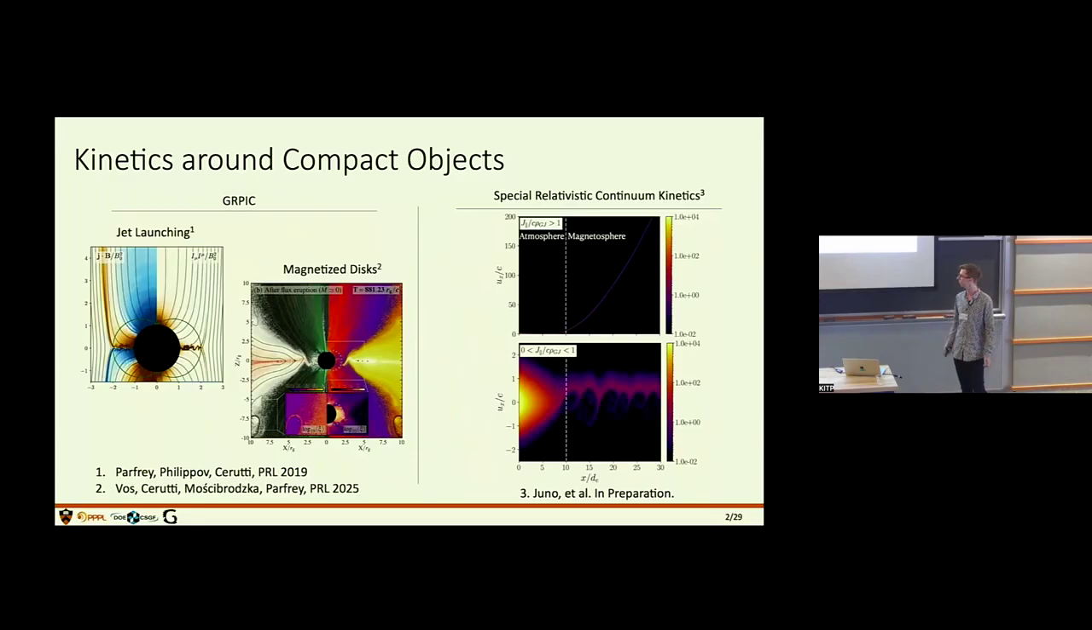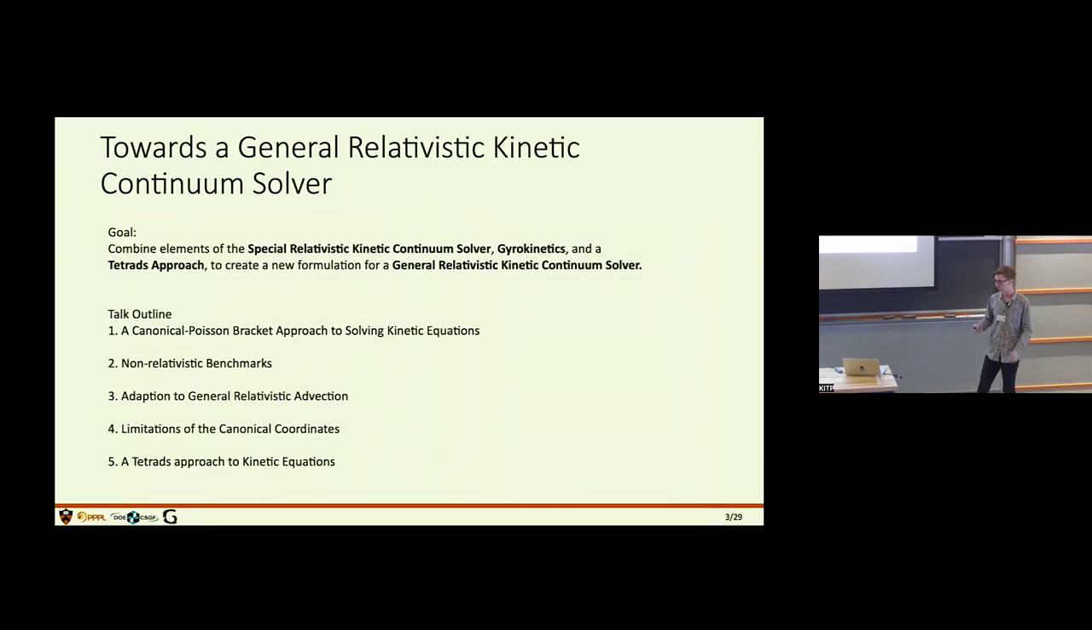The main limitation of the kinetic continuum solvers has been their development, and they have not yet been extended to general relativistic configurations, and that's the goal of my thesis: how to take the special relativistic solver and extend it using the lessons from gyrokinetics and tetrad approaches to form a general relativistic kinetic continuum approach. I'm going to start my talk by discussing the outline of this approach, which is called a canonical Poisson bracket. It's going to be used to solve the kinetic equations.